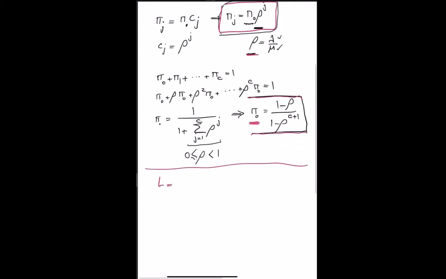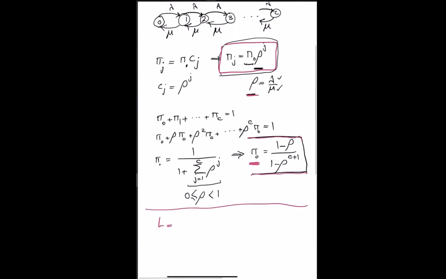Then we also calculate L. Can you tell me how we calculate L? Given that we know the possible values for the number of people in the system, and the probability associated with each one of them, pi 0, the probability that there are 0 people in the system, 1 person, 2 people, all the way to c people in the system, how can I calculate L, the average number of people in the system?